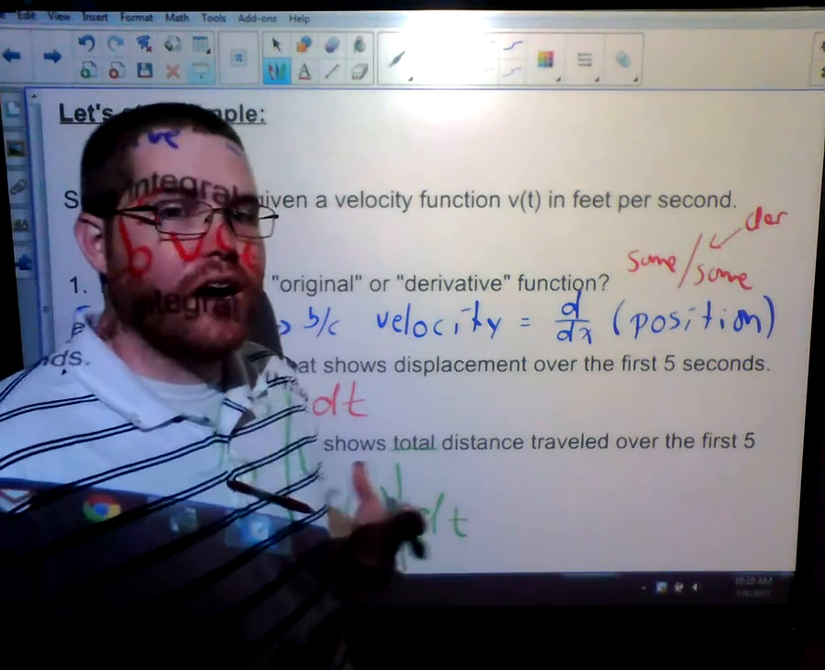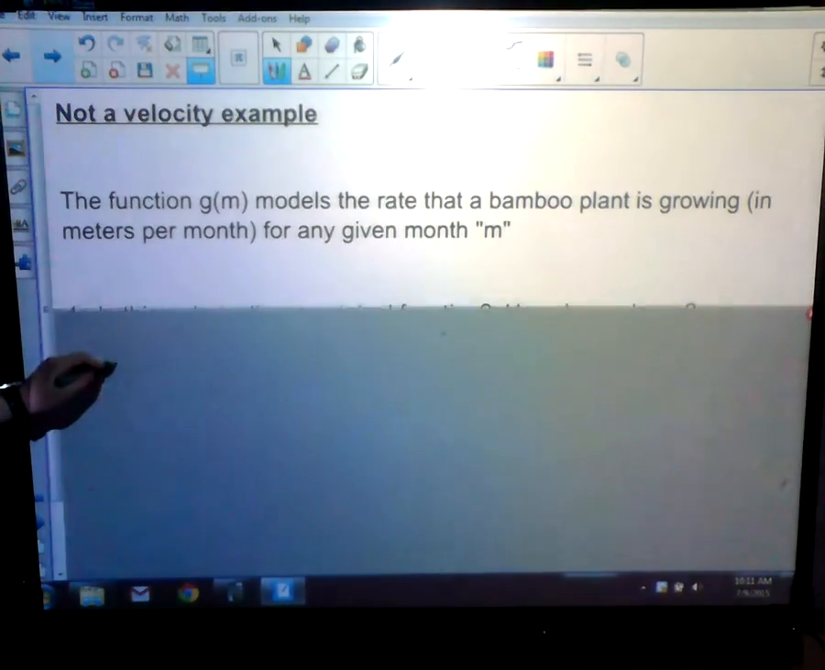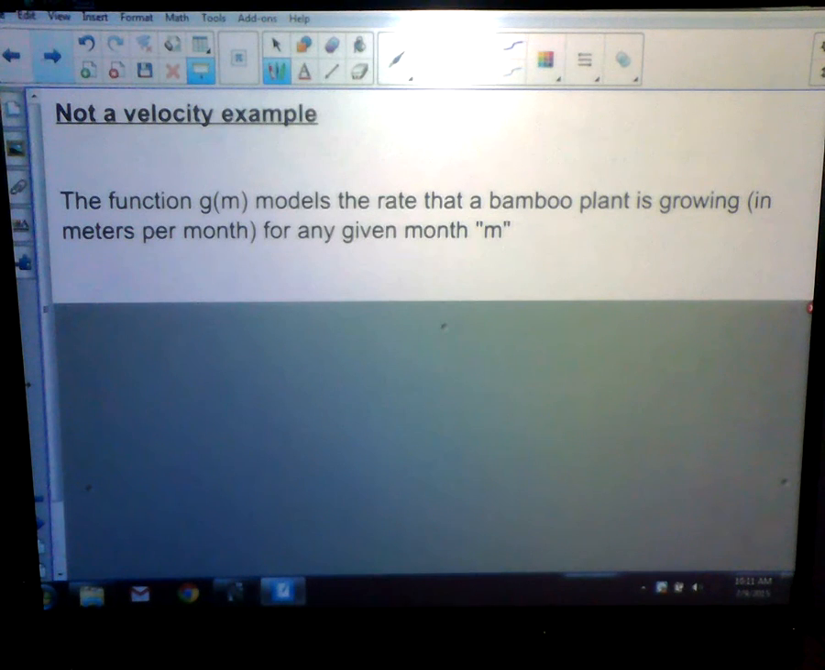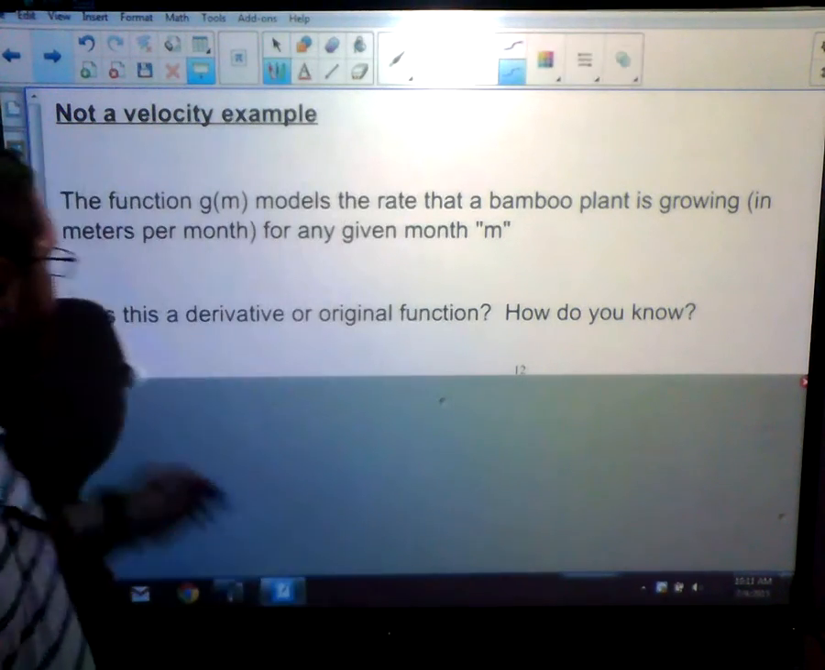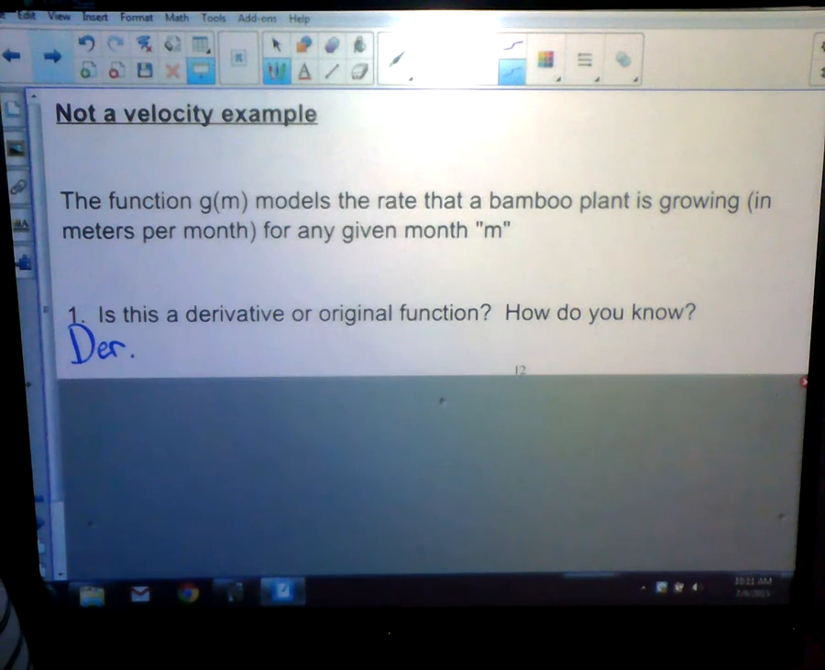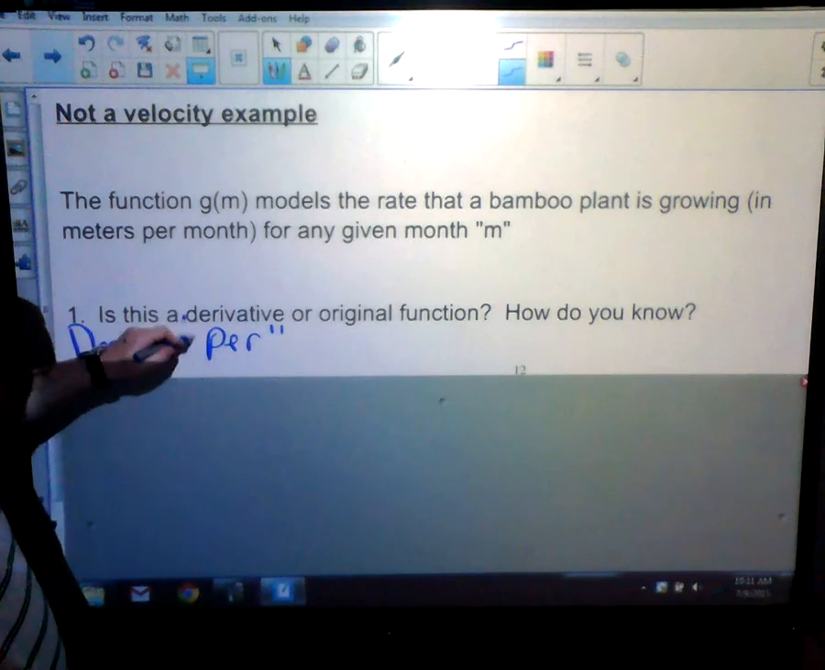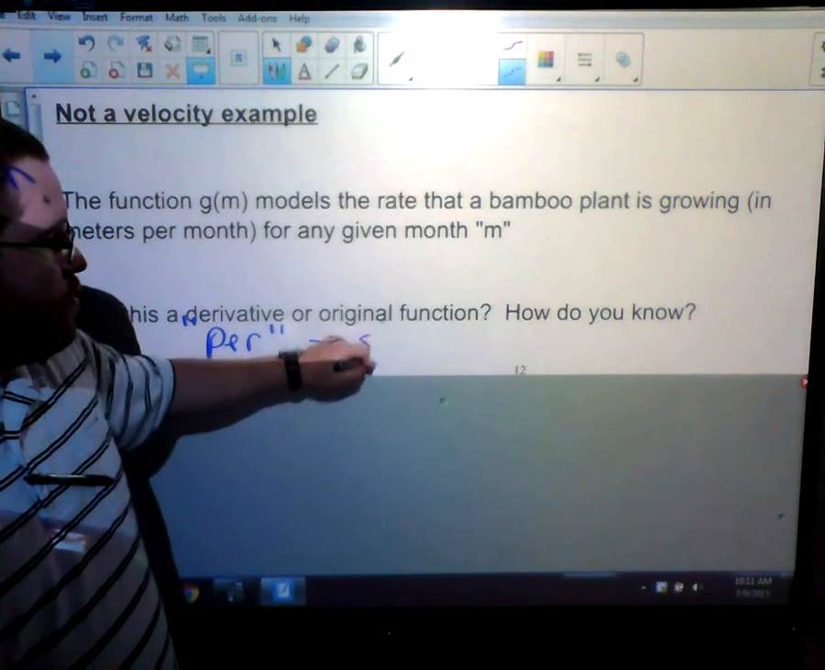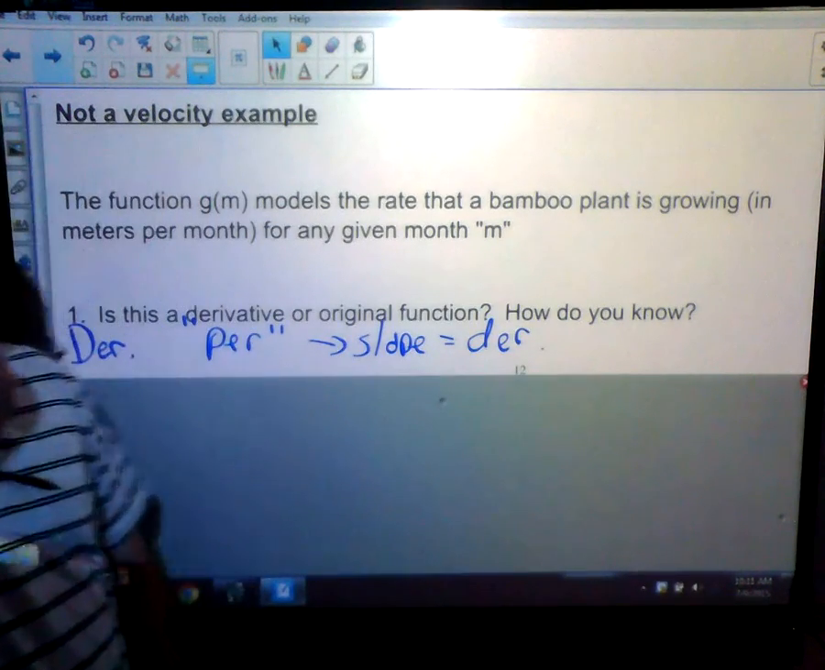Let's do an example that's not one of the physics problems. So this is not a velocity example. The function g of m models the rate that a bamboo plant is growing in meters per month for any given month m. Is this a derivative or original function, and how do you know? It's a derivative function. How do I know? Because it's something per something. Something per something means it's a slope, and a slope is a derivative. They almost always give you a derivative function.